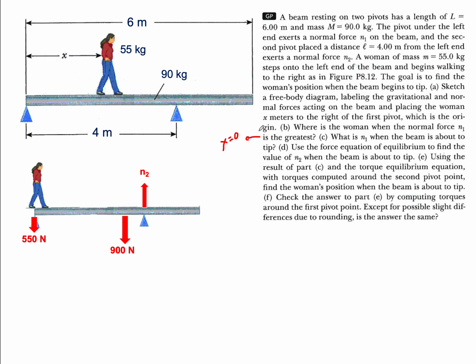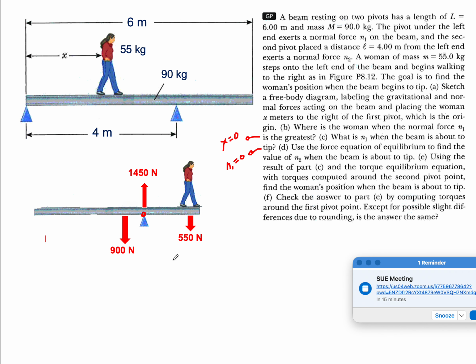What is N1 when the beam is about to tip? Now, this gets a little bit more exciting. When she's right here, it's beginning to tip. We're pivoting around this pivot point right here. At that point, N1 should be 0. And it will have no force at all on it. And now the next question is, what is N2 at that point? Well, N2 is supporting the entire weight of everything. And so you should discover at that point it should be the sum of 900 and 550, or it should be that number right there.